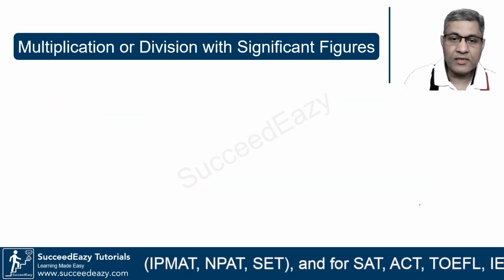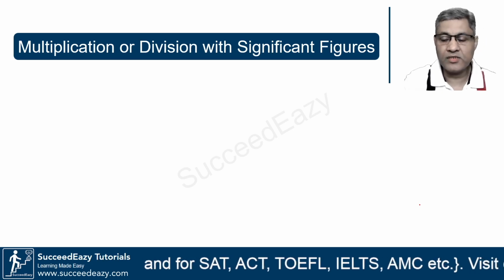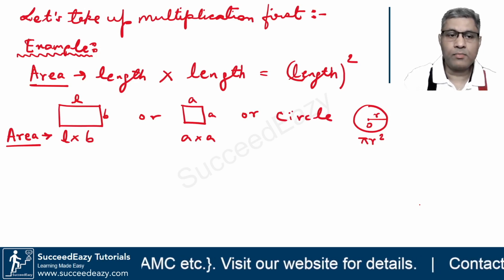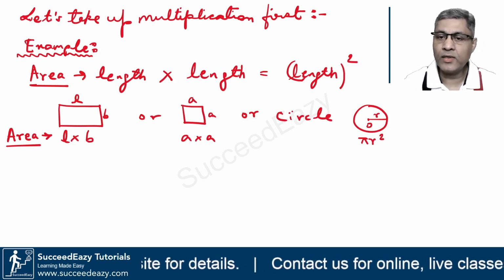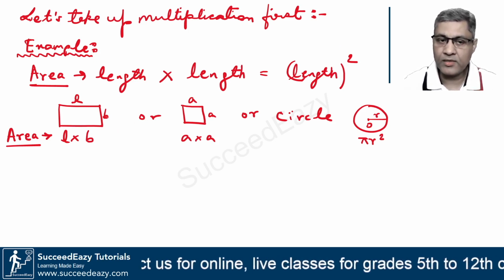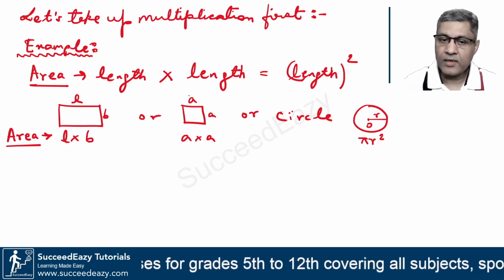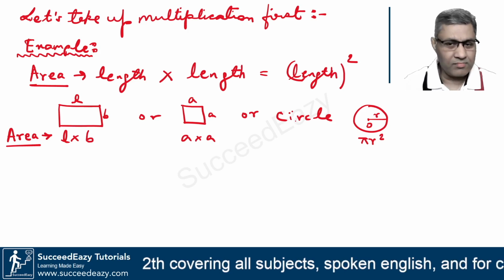Okay. Now, having seen addition and subtraction, let us take up multiplication or division with significant figures. Let's take up multiplication first. Let's take one example. Let's say we take area. Area, you know, is length into length, that is length square. It could be the area of a rectangle in terms of length and breadth, which will give us the area as L into B, right? It could be a square, A into A. A is one side of a square, so it will be A square. Or it could be any geometric figure.